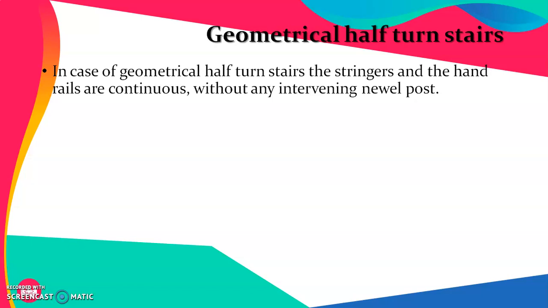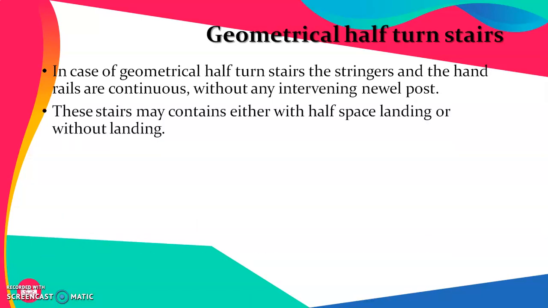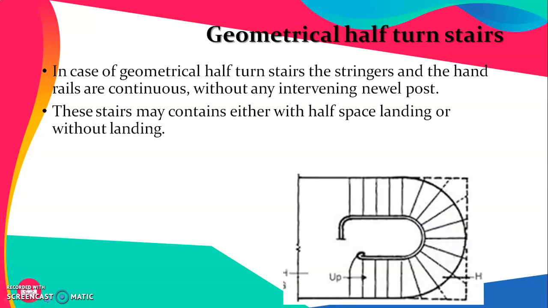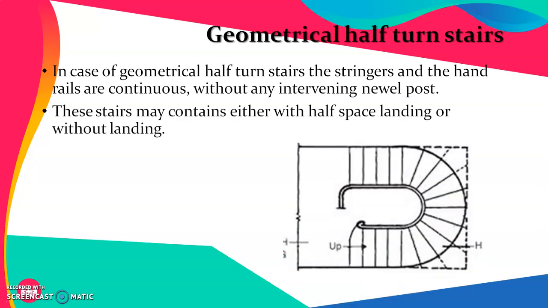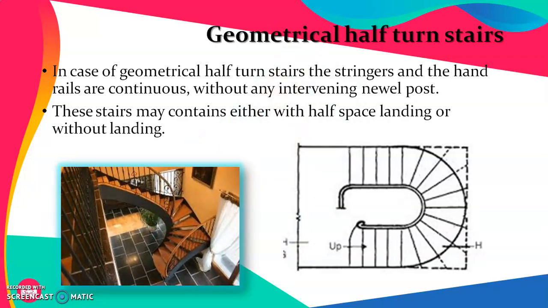In case of geometrical half-turn stairs, the stringers and the handrails are continuous without any intervening newel post. These stairs may contain either a half space landing or no landing. This is a figure of a geometrical half-turn stair with no intermediate landing. The winders are provided for helping the change in the direction. This is a real life picture of a geometrical half-turn stair.